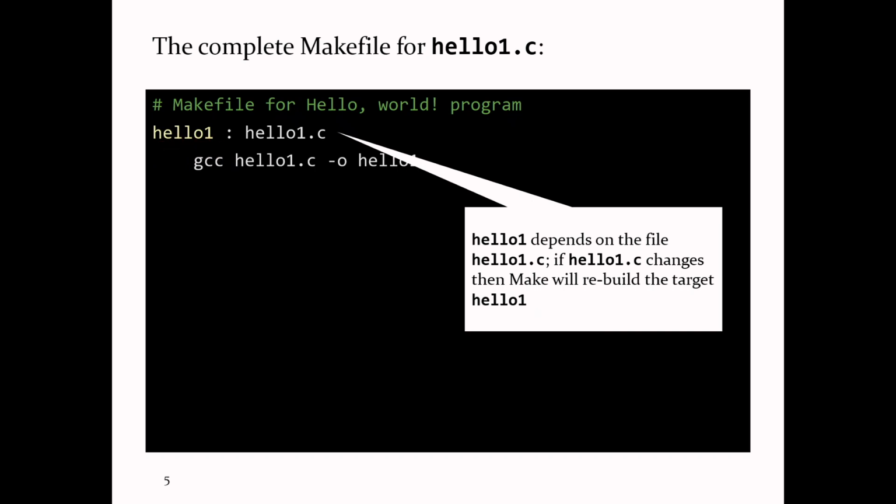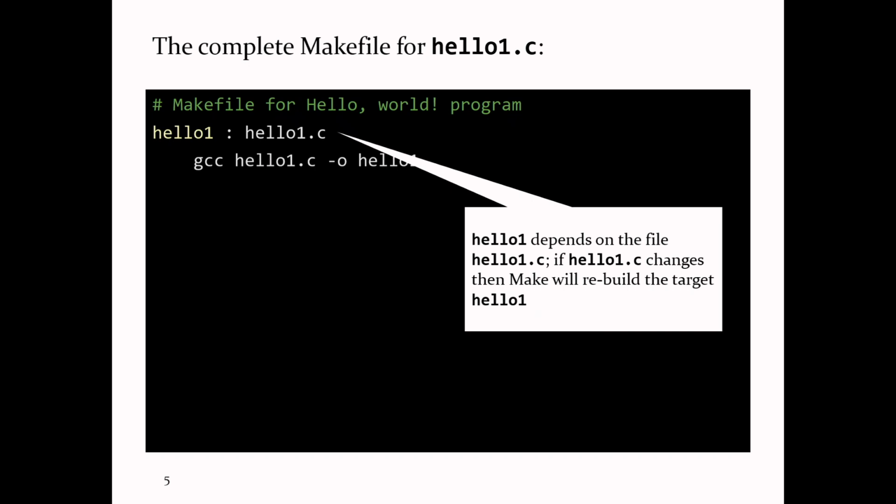You can give this whatever name you want, no spaces in it. So that's the name of your target. Colon. Then the files that you need in order to build the target. So what do I need to build the hello world program? I need the file hello1.c. So hello1 depends on the file hello1.c.